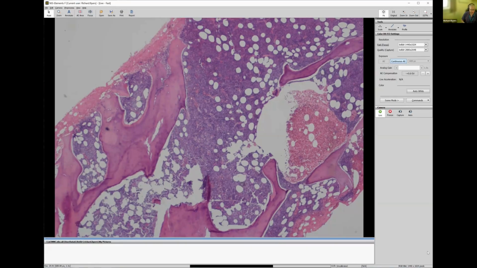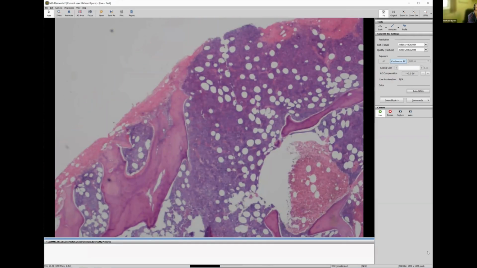So the first one is a man who presents with increased immunoglobulins. Was born in 1957, so 60, coming on for 68, 67 at the moment, and this is his marrow.